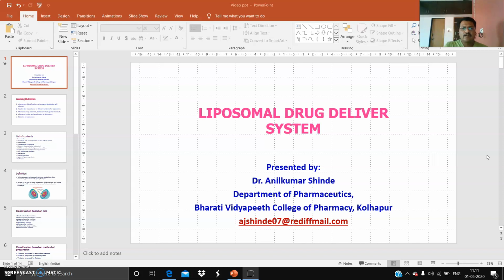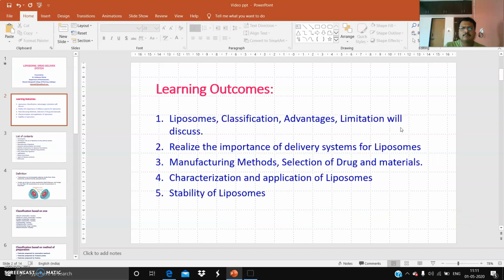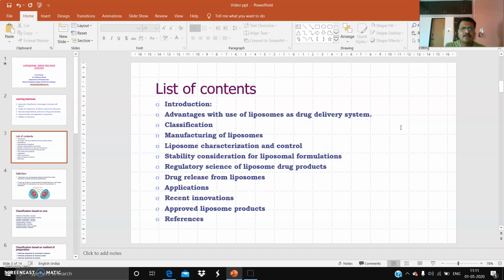Today I'll review the liposomal drug release system. Learning outcomes: liposomes, classification, advantages, and limitations will be discussed. Realize the importance of drug release systems for liposomes, manufacturing methods, selection of drug and materials, characterization and application of liposomes, and stability of liposomes.